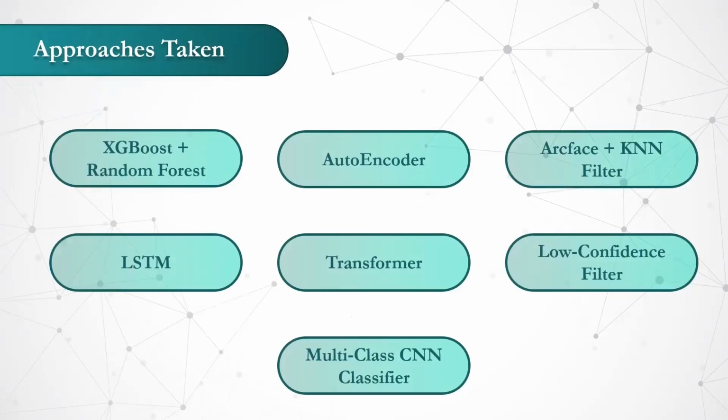To come up with a viable solution that generalizes on both training and testing data, different modeling approaches were taken. Some of them are listed here. We used XGBoost with random forest, LSTM and transformers, autoencoder, ArcFace and KNN filter, low probability filter, and finally, a multi-class classification CNN model. Of them, the last one performed better.